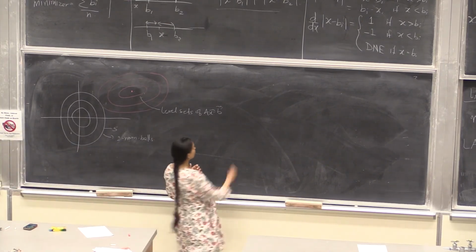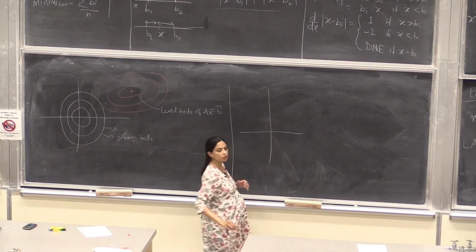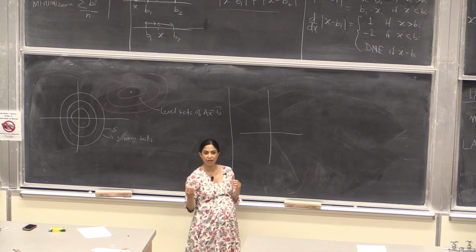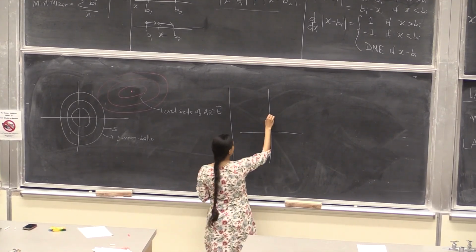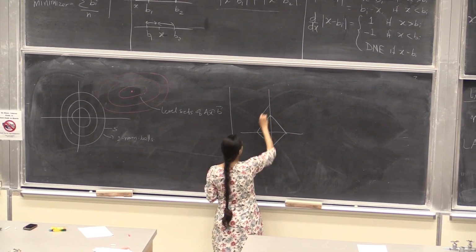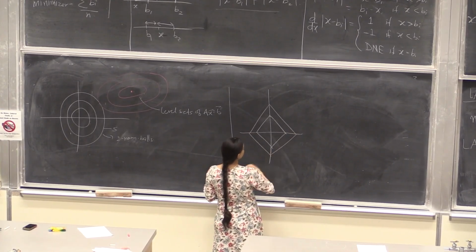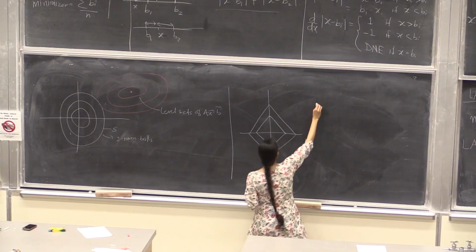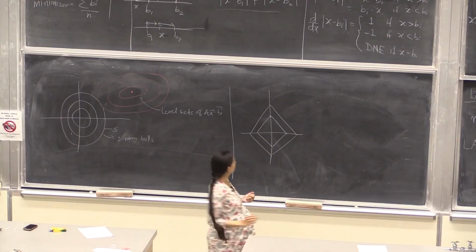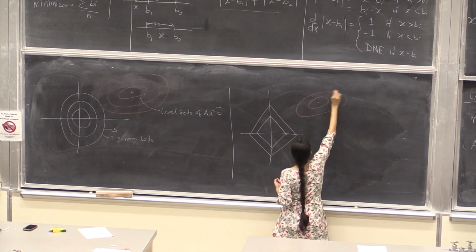But now if I was to draw this exact same picture for the L1 case, what do L1 norm balls look like? Are they circles? No, what are they? Squares. They're diamonds, right? Or squares, I guess. So I have things like this. Okay? And again, here, I have my Ax minus b level sets.